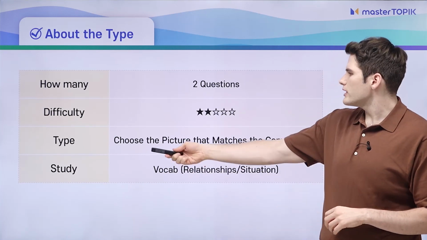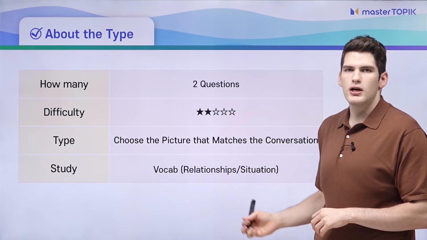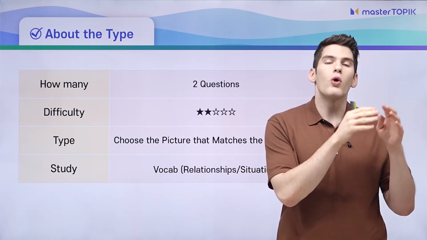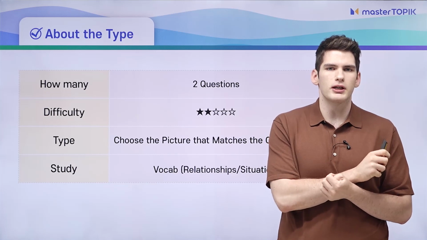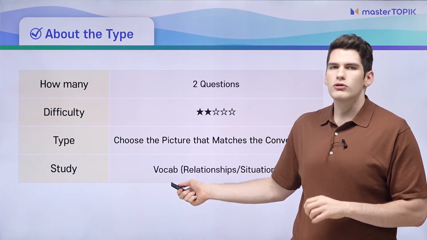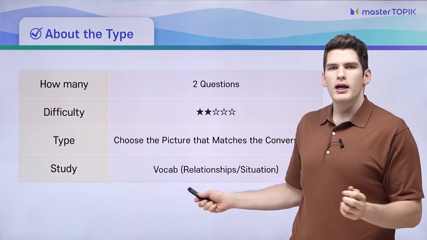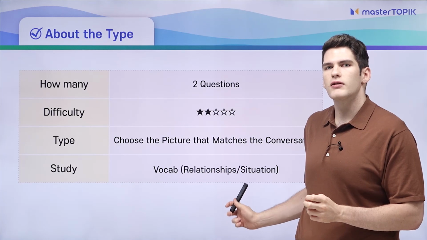So what you're going to do is choose the picture that matches the conversation. You're going to hear a conversation between the 2 people who are in the picture, so you just choose which picture has these 2 people in it. And again, remember, in the beginning of the listening portion, it's all about the vocab. So here especially relationships and situation vocab, okay?